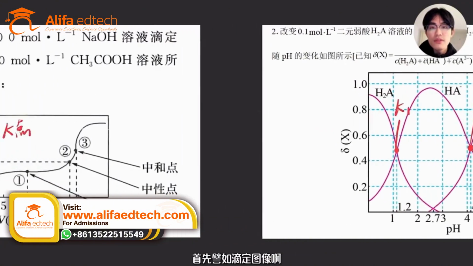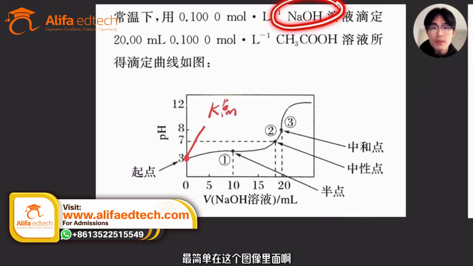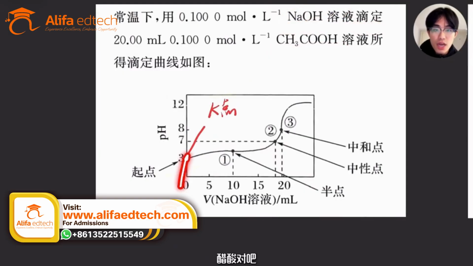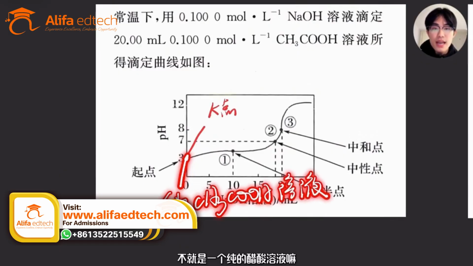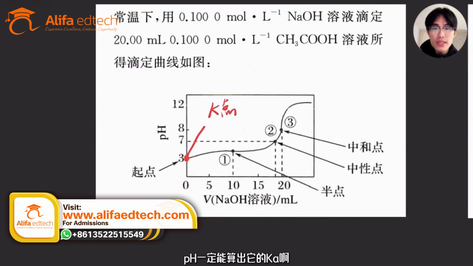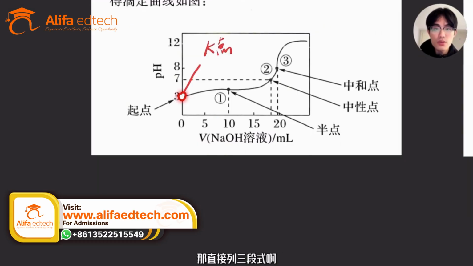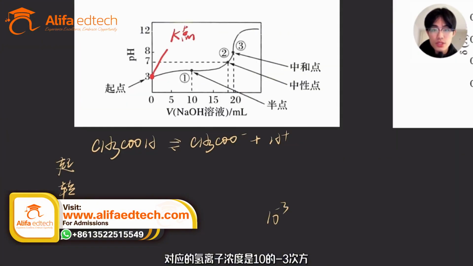First, for the titration graph, it's the simplest. In this graph, the problem statement tells us that we are titrating acetic acid with sodium hydroxide, right? Since it's the starting point, it means no titration has occurred yet, no reaction has happened. So at this moment, it's just a pure acetic acid solution. And if we know the pH, we can definitely calculate its K. So we can directly use the three-stage method. pH equals 3, so the corresponding hydrogen ion concentration is 10 to the power of negative 3. Since it's an equimolar dissociation, the resulting acetate ion must also be 10 to the power of negative 3.